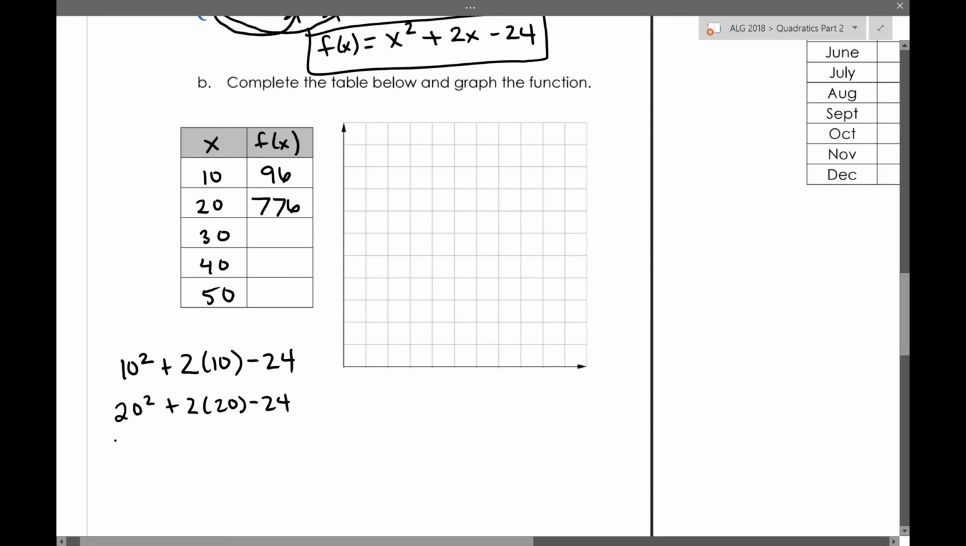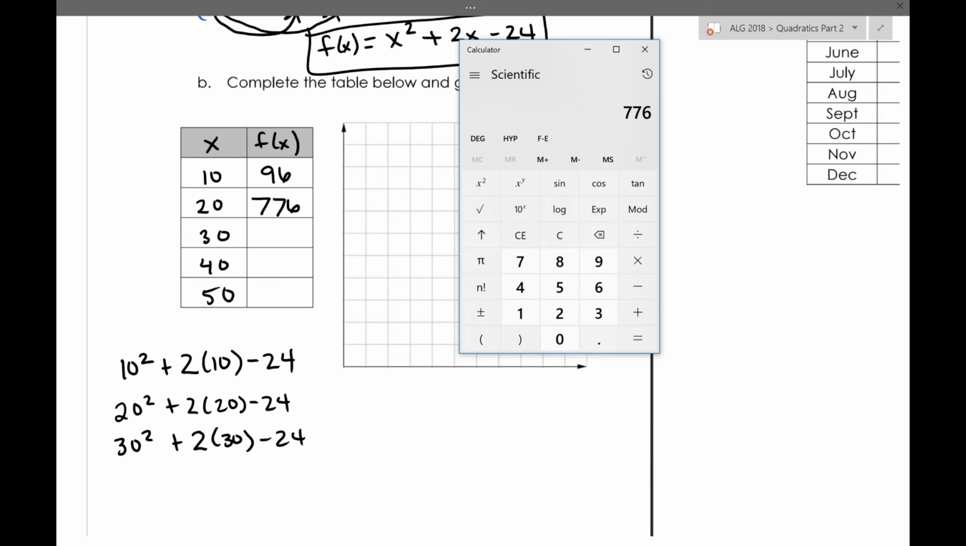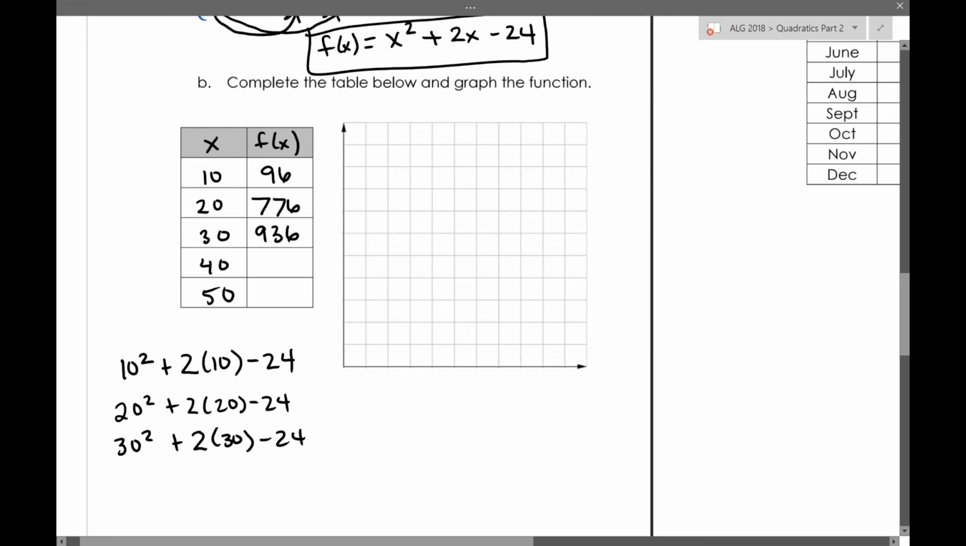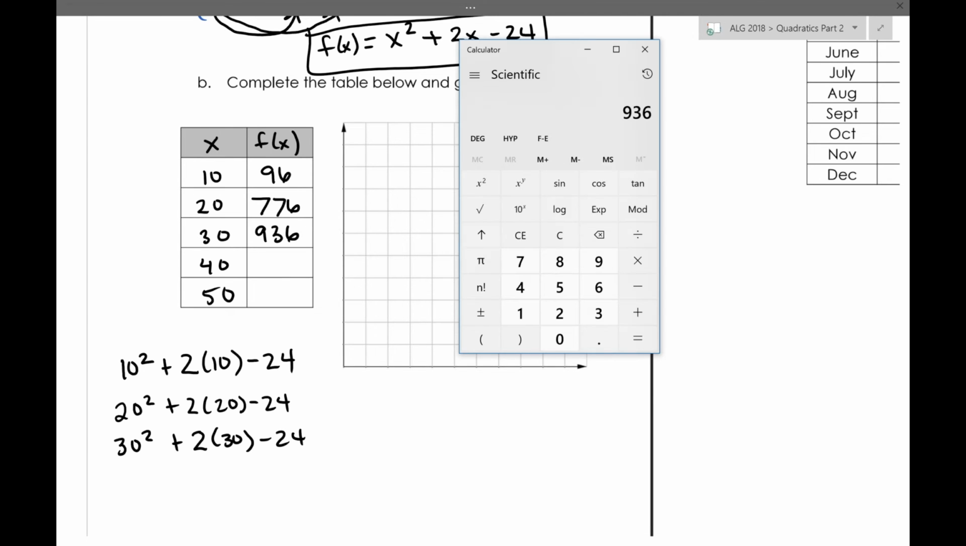So now let's do that for 30. So I have 30 squared plus 2 times 30 minus 24. Take out my calculator, do exactly what I've been doing. 30 squared plus 2 times 30 minus 24. And that gives you 936. Okay, let's move on to number 40. So I put 40 squared plus 2 times 40 minus 24.